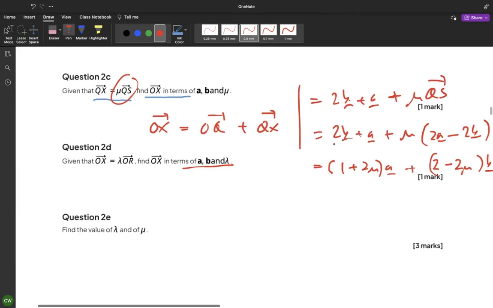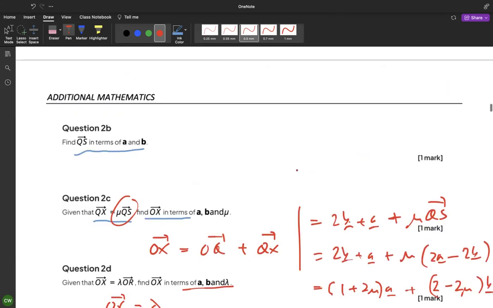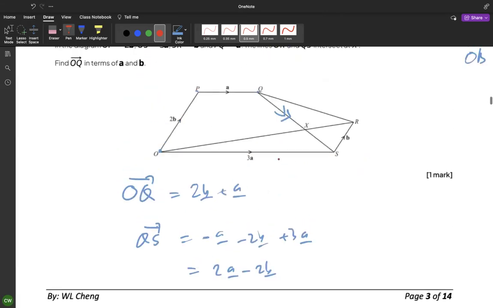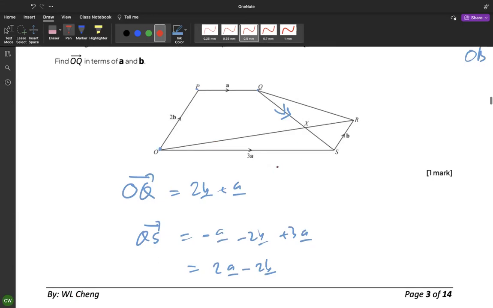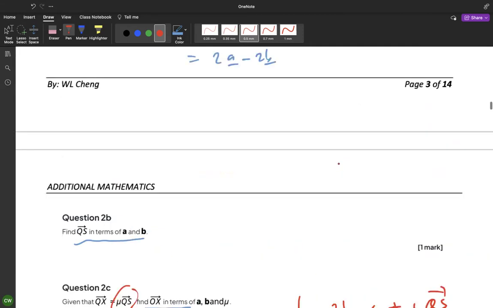Okay, second one, how to find? OS. This one straight away OS, right? Lambda. Do we have the vector OR? What is vector OR? Can you see on the diagram? 3A plus B. So replace OR with 3A plus B. Correct, 3A plus B.